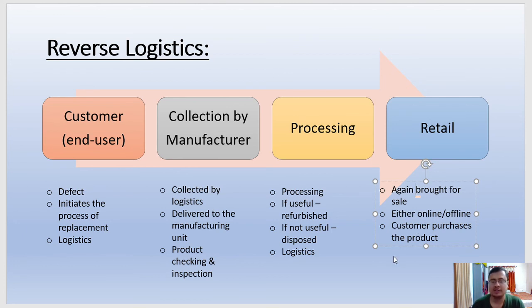So this was regarding the example of reverse logistics, how reverse logistics works, how the process goes. This is the flow of reverse logistics, in which the point of origin is the customer and the point of consumption is the retailer, or again you can say the customer, right? The customer will only buy the product at the end. So this is reverse logistics.